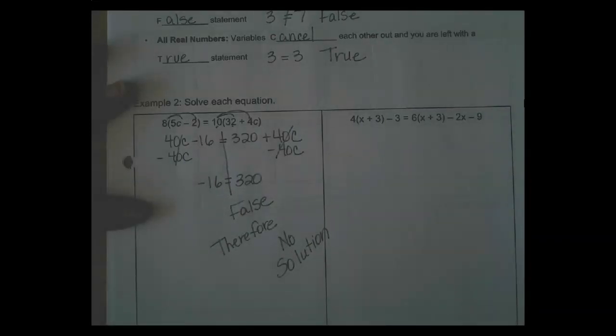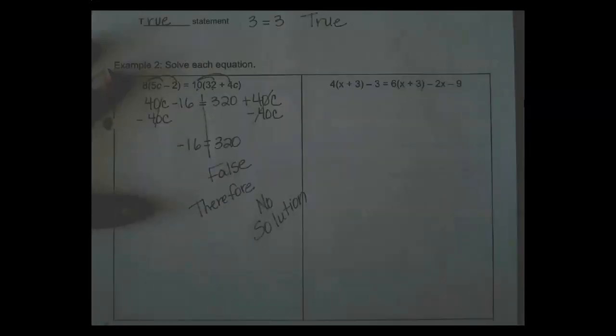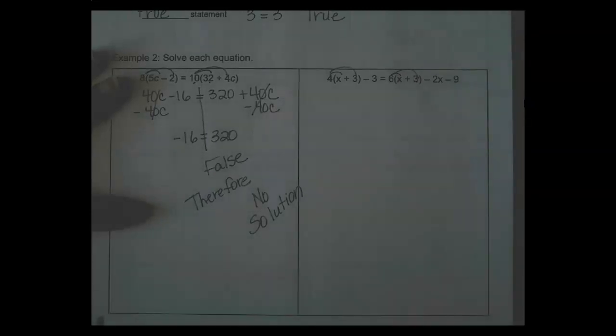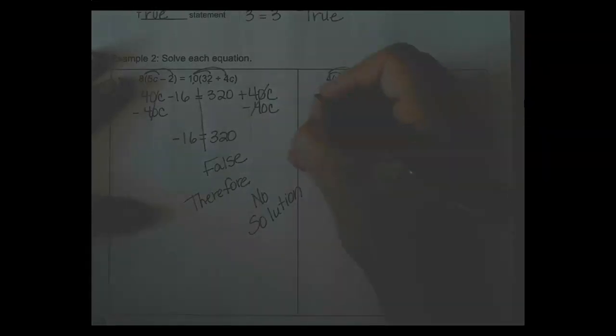Not too bad. Let's try this one. Distribute, distribute. This one looks longer, but again, it's not that bad. We can do this. 4 times x is 4x. 4 times 3 is a positive 12. Bring down that minus 3. 6 times x is 6x. 6 times 3 is positive 18. And then just bring these down.